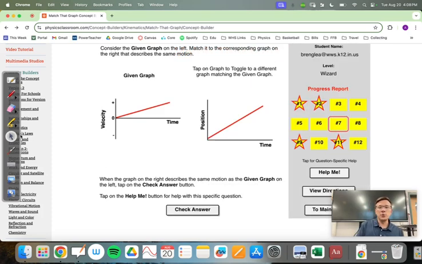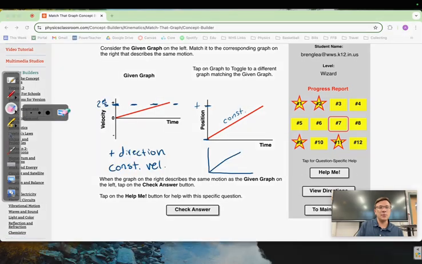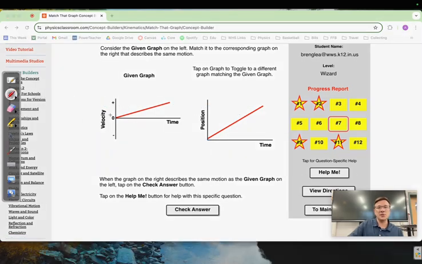Okay, I will do one more since this is giving us another velocity graph. We'll do one more example that way. So again, going from velocity to position.